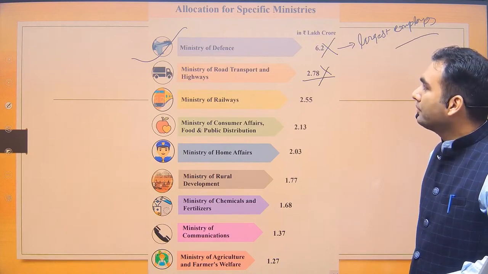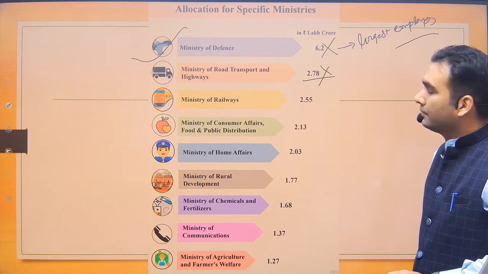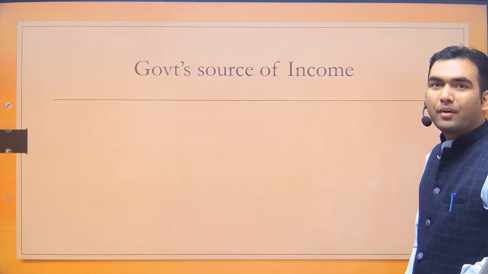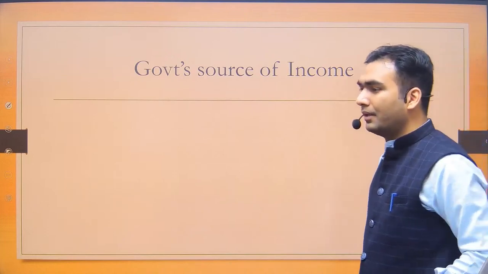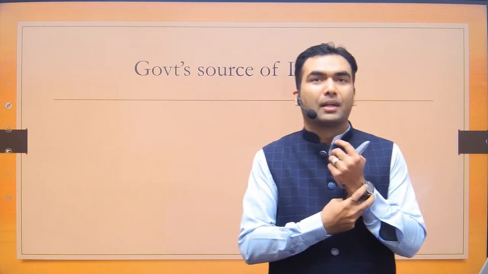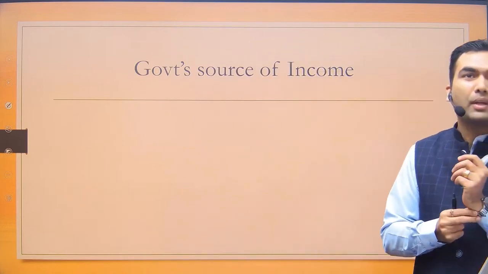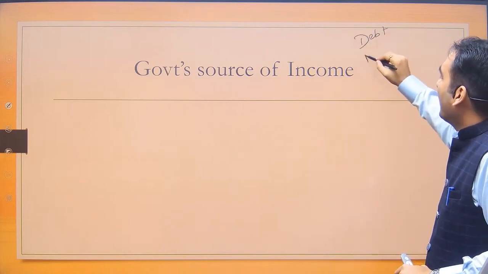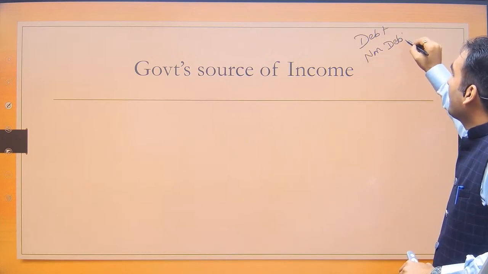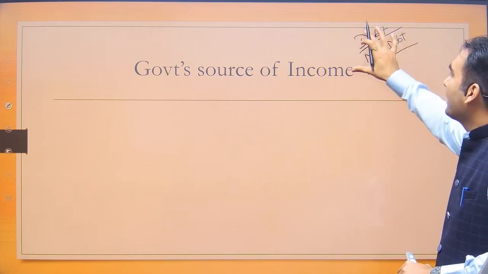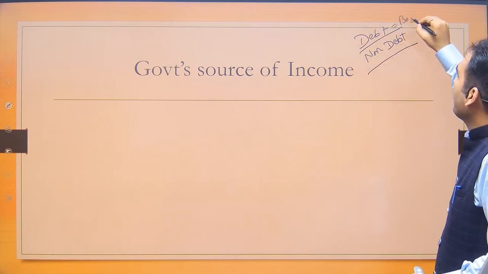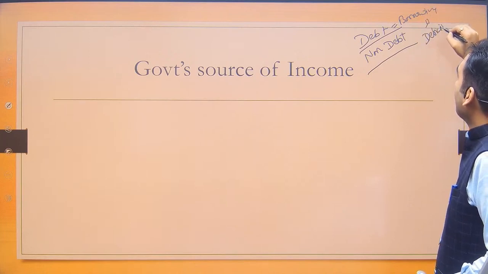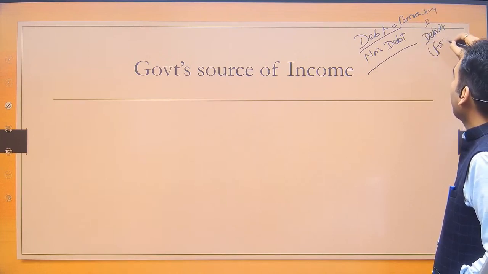Now let's move to the next part. Okay, now we shall move to the income part, from where the government gets its income. The total receipts the government gets could be borrowing or non-borrowing, so debt and non-debt. The first criterion of source of income is this: how much is the government's debt? Debt is the same as borrowing, which is also the deficit, which in total we call the fiscal deficit.